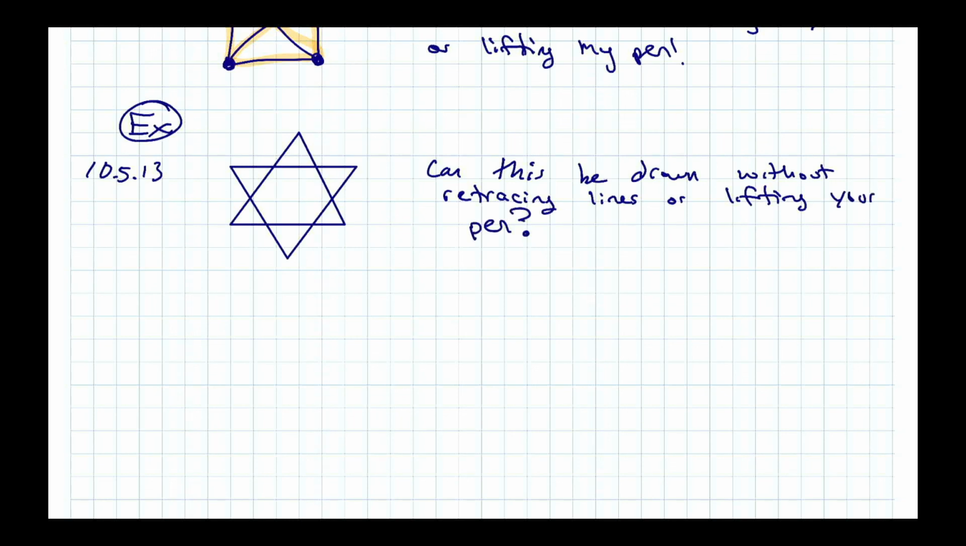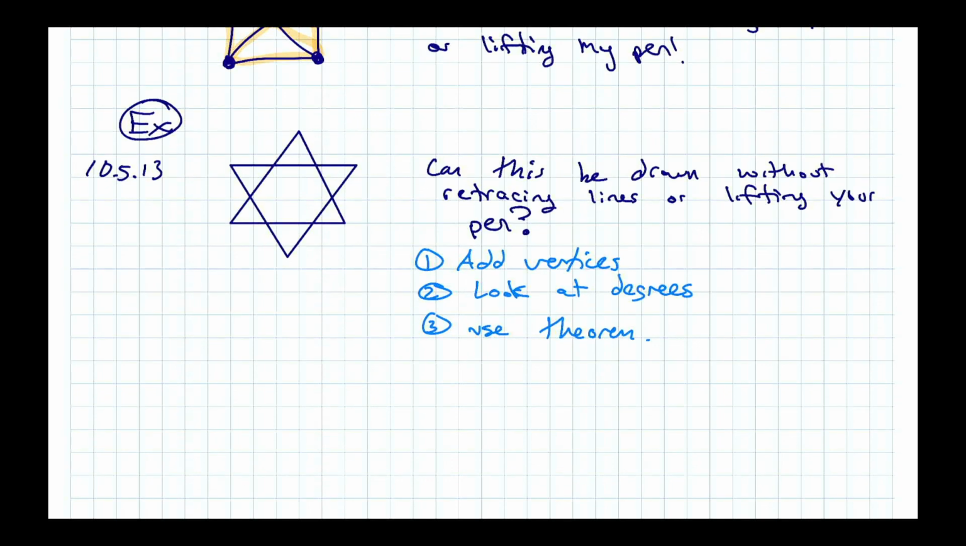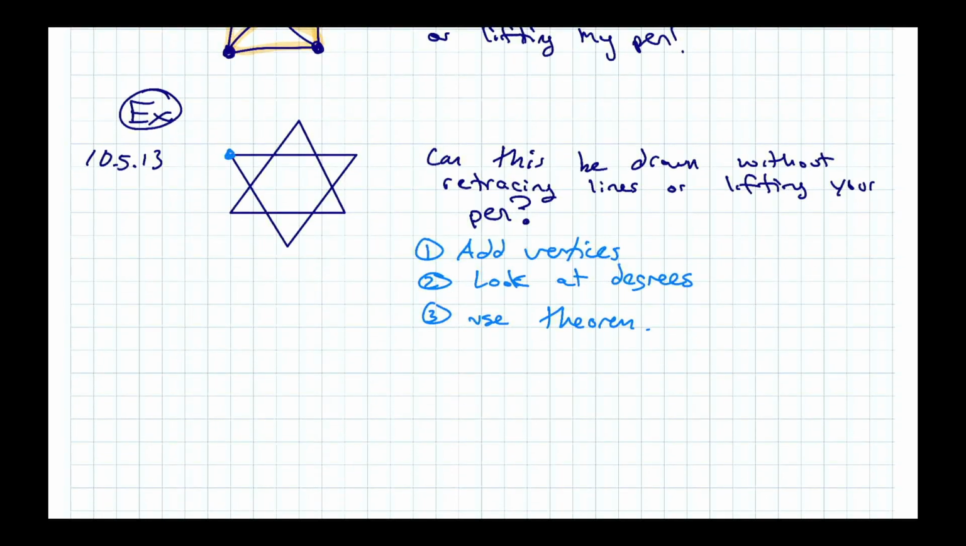Right? And so the way you do it is just add vertices to the graph and then look at the degree of each vertex. And then use the theorem. So it's really easy actually, right? Your vertices, you can add them like this, just there. Actually, you can't do that. Everywhere they intersect, you have to draw a vertex. So there, there, there, there, there.